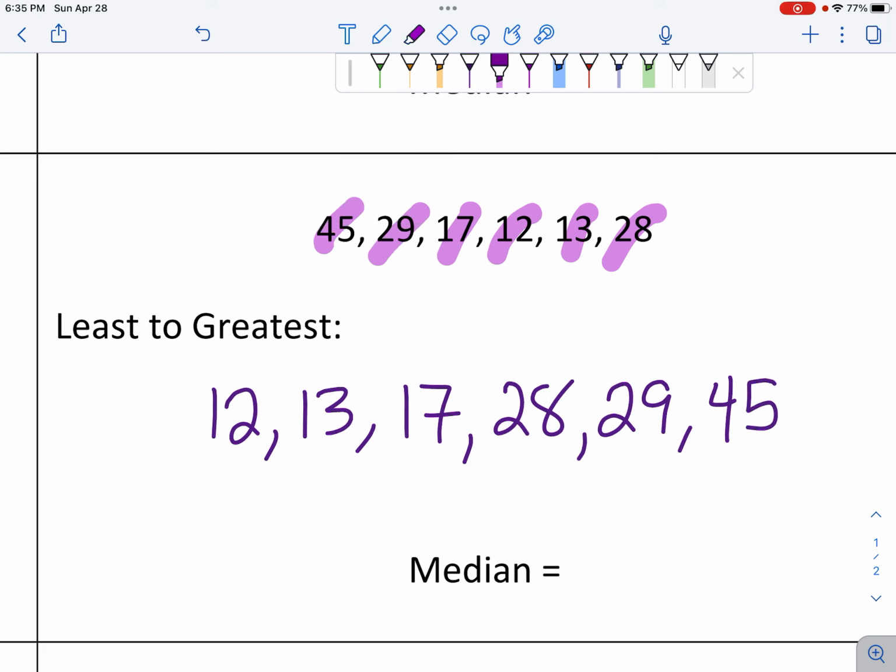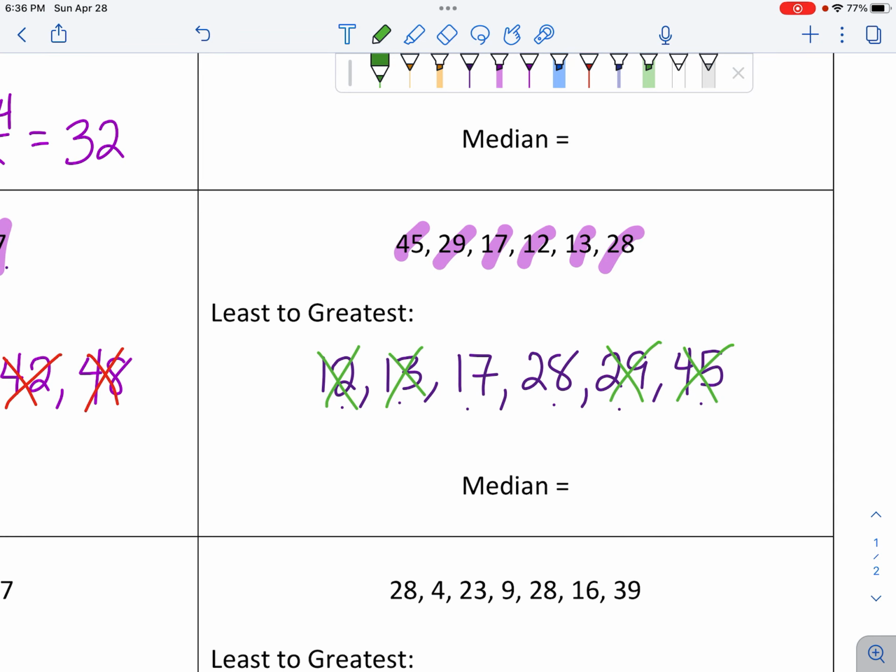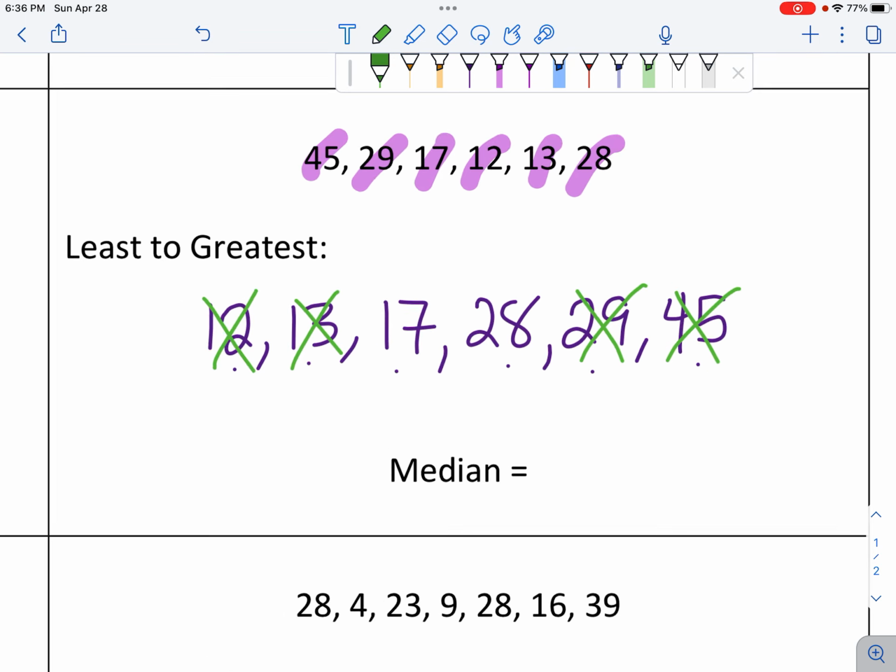There's 1, 2, 3, 4, 5, 6 in the top list. 1, 2, 3, 4, 5, 6 in the bottom list. Okay, let's cross out. Lowest, biggest, least, greatest. Now there's 2 numbers left. Now there's a bigger gap between 17 and 28. So this would be a good example of maybe I wouldn't write out all the numbers, but I will, and you'll be able to see that that second method still works.